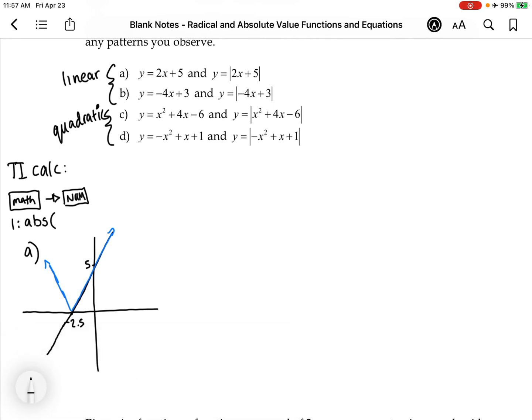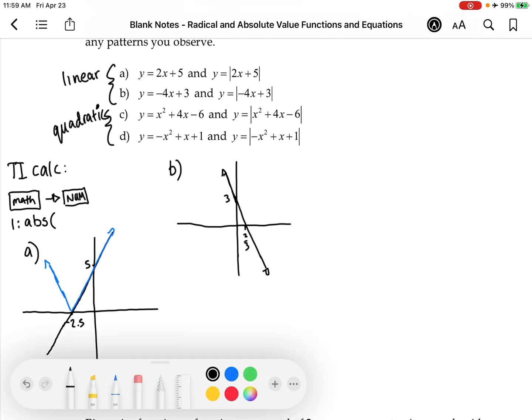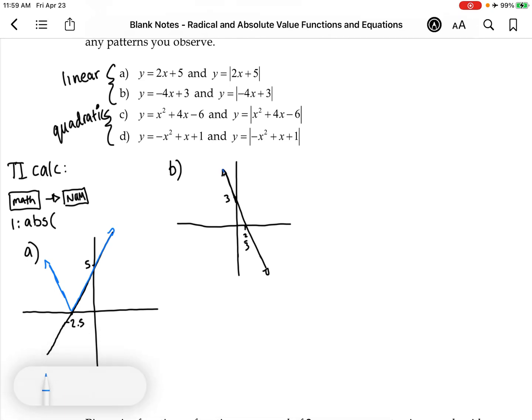Okay, so this is B. Here's 3, here's 2/3, and the one graph looks like this. You can see the slope is negative. And then the other one is overlapping for part of it, and then it reflects in the x-axis for the other half.